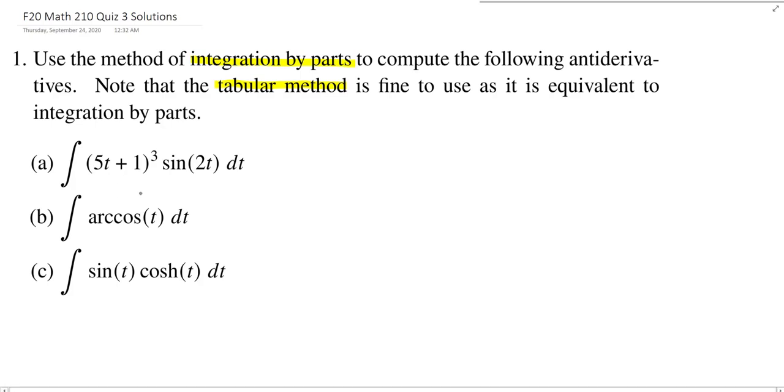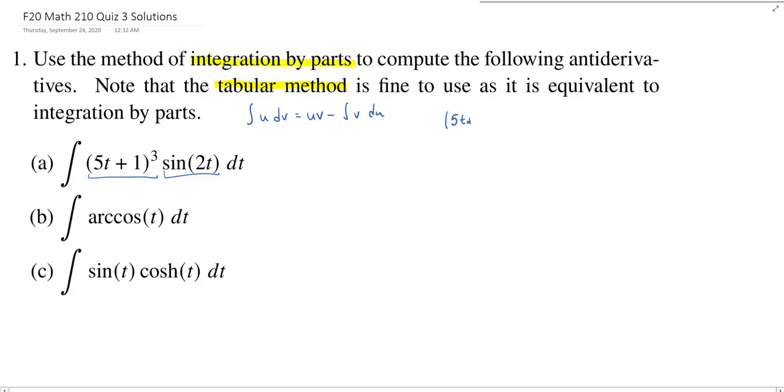So this first one, you'll notice we have a (5t plus 1) cubed term and a sine of 2t term. If we want to use integration by parts, which you'll remember is the formula that the integral of u dv is uv minus the integral of v du, then you need to pick a u and a dv. My general rule is you pick something for u that you want to differentiate and something for dv that you don't mind integrating. Here we have a polynomial raised to a third power. When we differentiate this, it's going to become a smaller degree polynomial, which makes that a good candidate for our u. So let's give that a try.